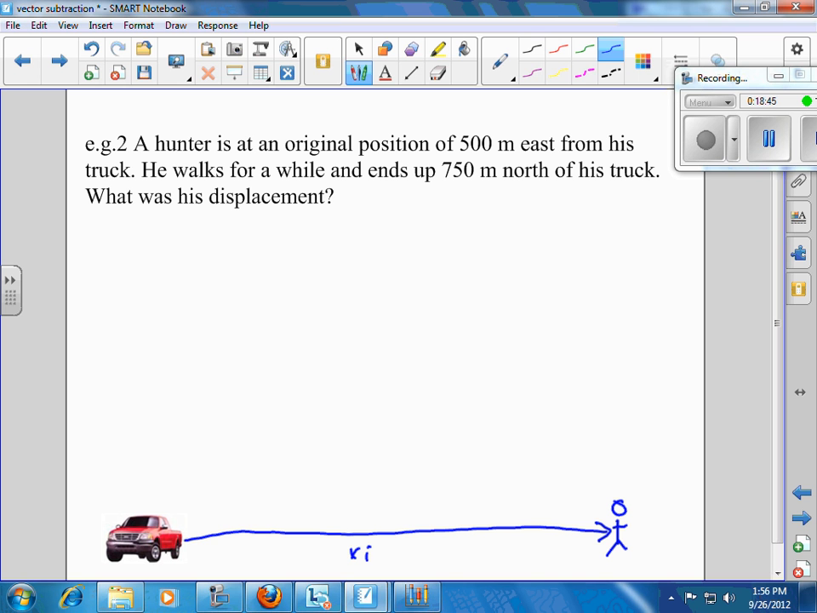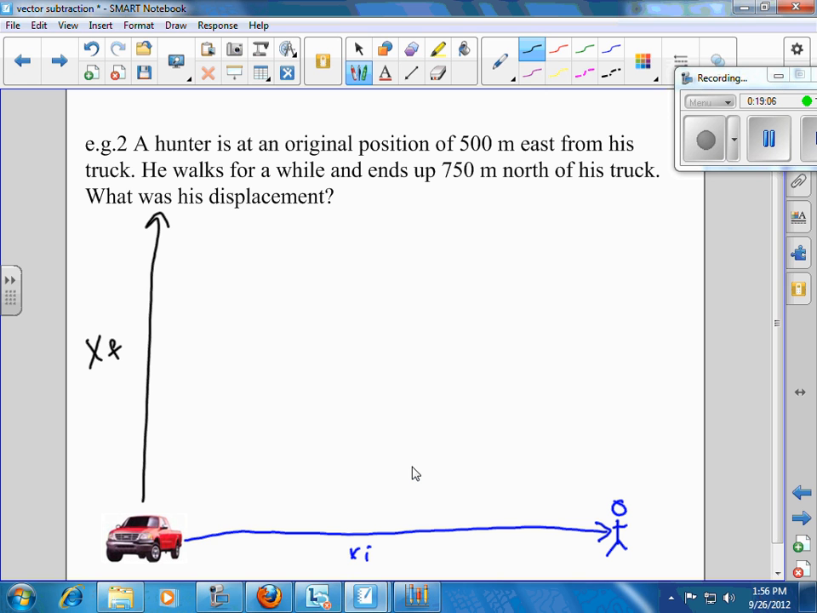Now, a little bit later, he's going to be in black. He's going to be 750 meters north. That's going to be his final position. Now, did he walk back to his red truck and then walk north? No. I thought he walked right from there up. He did, okay? These are not walking trails. These are position vectors.